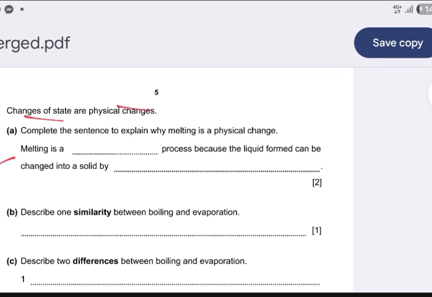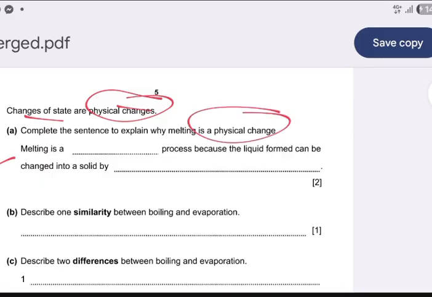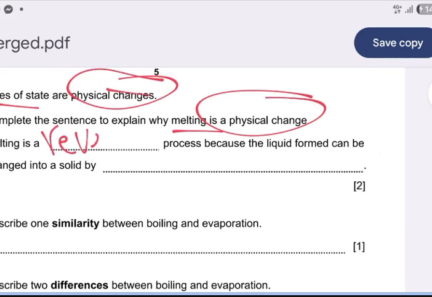Physical. But he has already mentioned physical change. So now does he want you to write physical or reversible? Reversible. Because he wanted you to write the other name, because he said a process, not a change. So if he wrote a process for you, you will say reversible process. And he already mentioned for you, explain why melting is a physical change. So he mentioned the answer already. All you need to do is to write reversible.